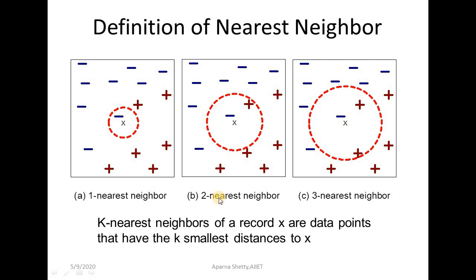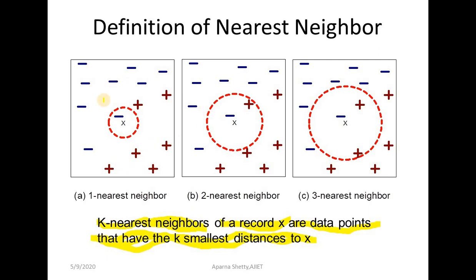Next, we will see the definition of nearest neighbors. So, first here you see the k nearest neighbors. The k nearest neighbors of a training record X are the data points that have the k smallest distance to X.